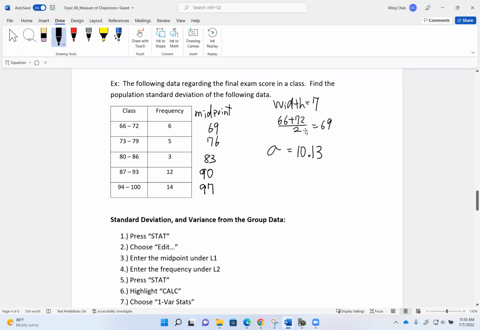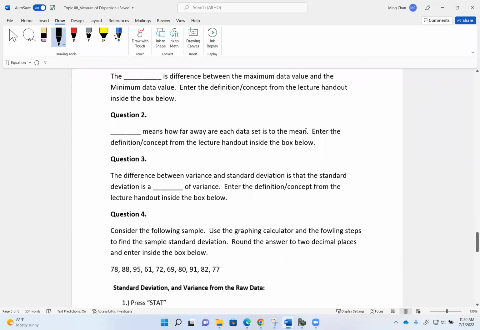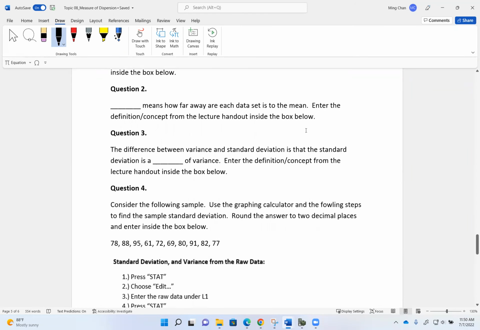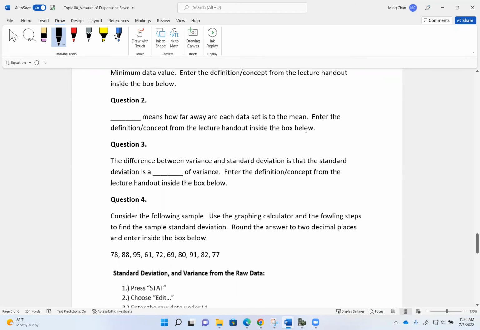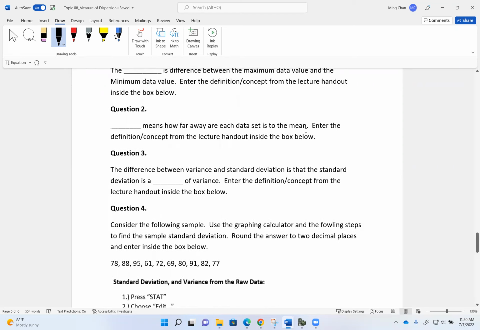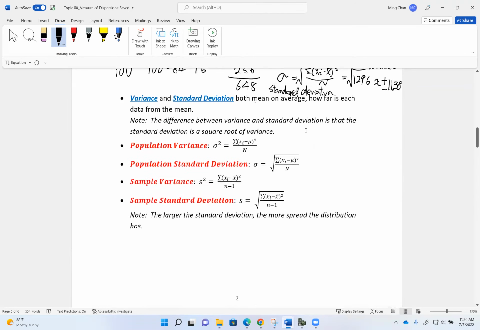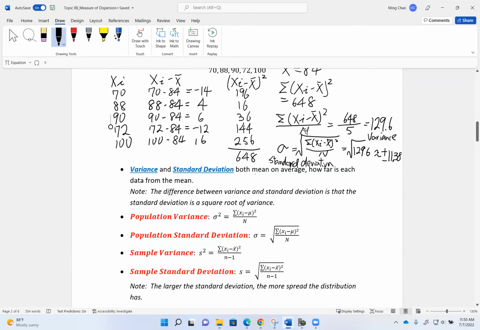All right, let's take a look at your homework real quick. Questions number 1, 2, and 3 come from the lecture handout we just talked about. So the difference between a variance and a standard deviation is that a standard deviation is the square root of a variance. Okay, it's the square root of a variance.